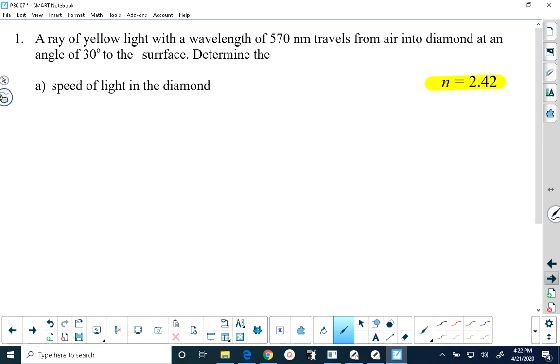So what do we have here? We have a ray of yellow light with a wavelength, travels from air to diamond. Okay, wait a minute. Air to diamond means that air is the first medium and diamond is the second medium. So when we talk about V1, we're talking about the speed in air. When we talk about V2, we're talking about the speed in diamond.